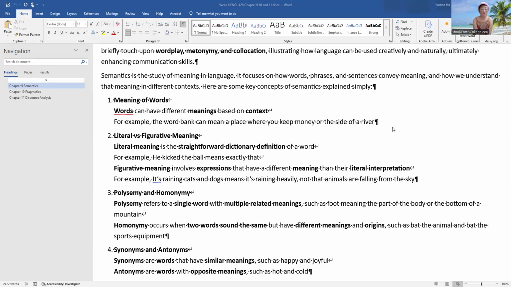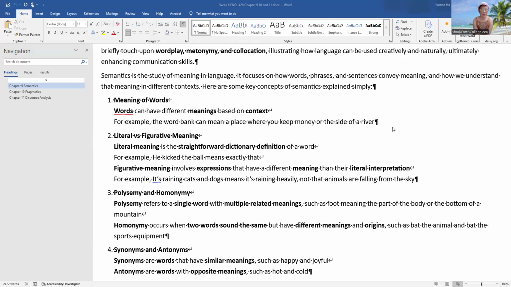Literal versus figurative meaning. Literal meaning is the straightforward dictionary meaning of a word. For example, he kicked the ball means exactly that, he kicked the ball. Figurative meaning involves expressions that have a different meaning than their literal interpretation. For example, it's raining cats and dogs means it's raining heavily, not that animals are falling from the sky.